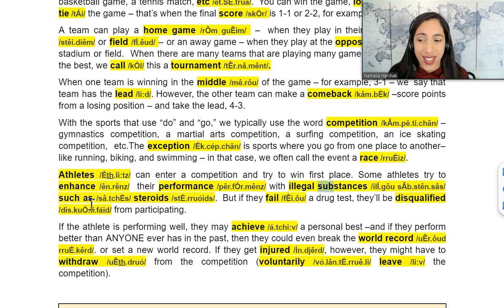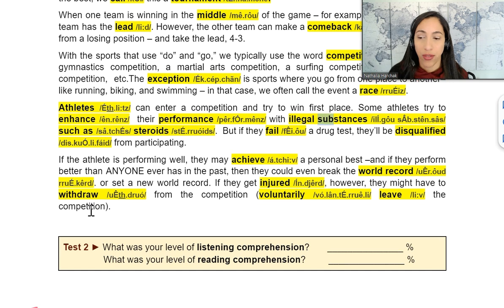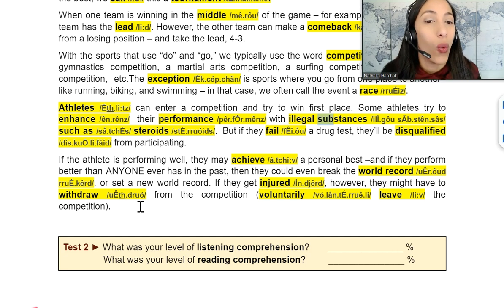Such as, not suck as, such as. Fail, disqualified, achieve, world record. All right, advanced students usually get this word wrong as well. So listen, world, it's a hard one. World. Try to say it fast. World.